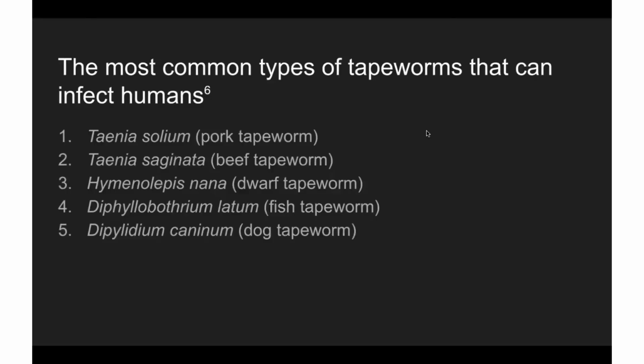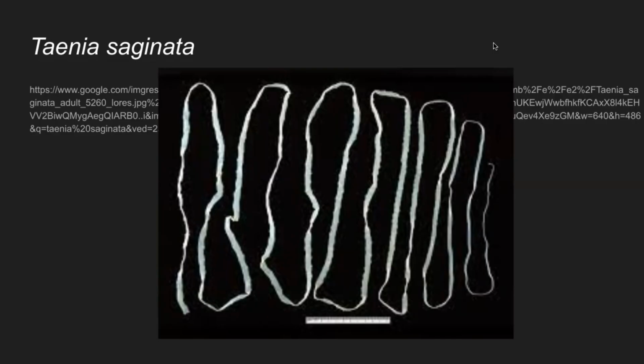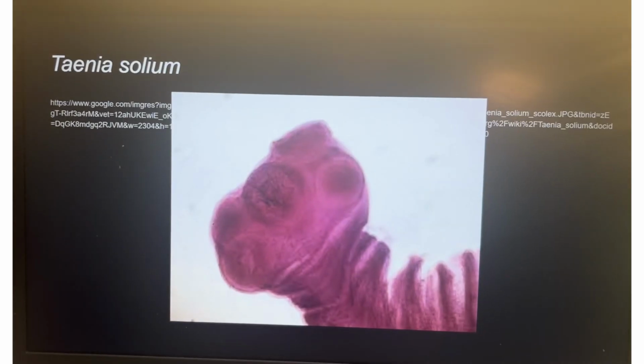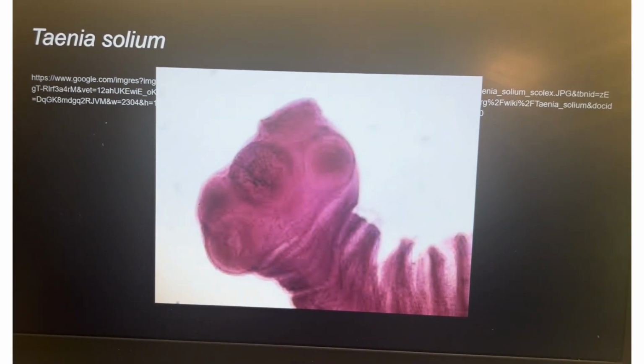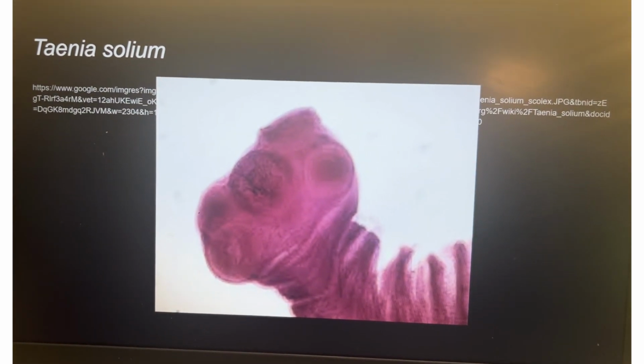The most common types of tapeworms that can infect humans are the pork tapeworm, the beef tapeworm, the dwarf tapeworm, the fish tapeworm, and the dog tapeworm. This is the Taenia saginata. It's familiar to many of you. This is closely related to all of the species that we will be talking about in today's presentation. Right here is one of our beautiful cousins, Taenia solium, which is the pork tapeworm.